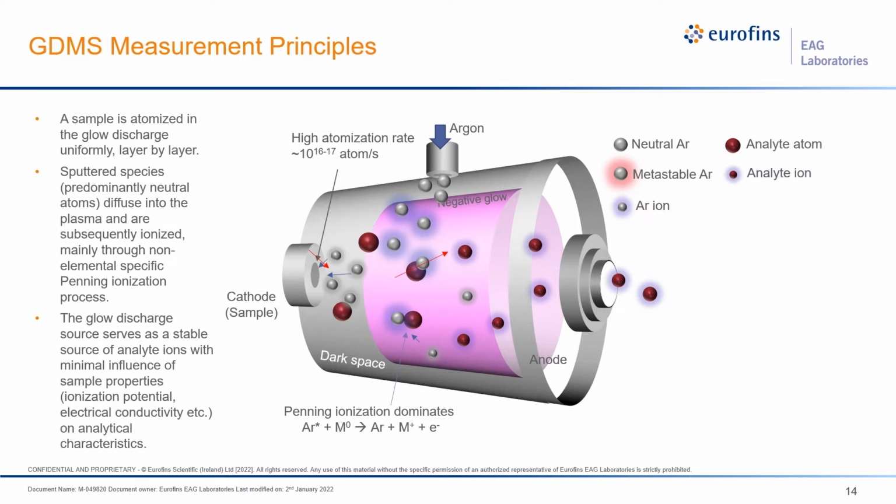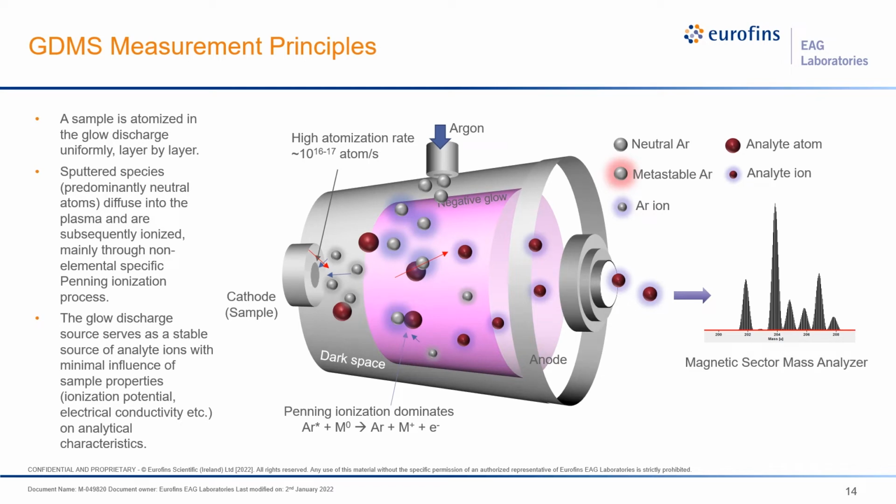This clearly shows there is a separation of the atomization process and the ionization process. Number three is that the ionization process is not dominated by charge transfer or electron impact, but rather by the Penning ionization process, which is non-element specific. This means the GD source can generate a stable ion source with minimum influence from sample properties, such as ionization potential, electric conductivity, etc. This serves as the basis for the quantification.